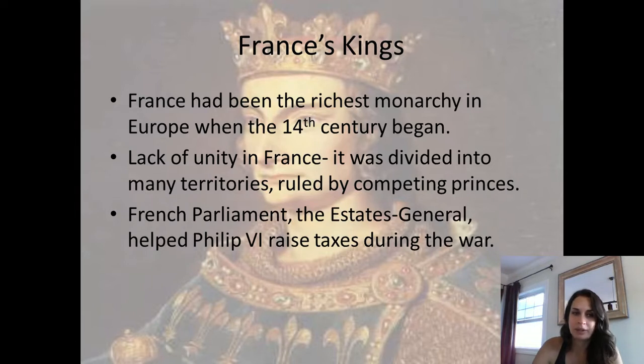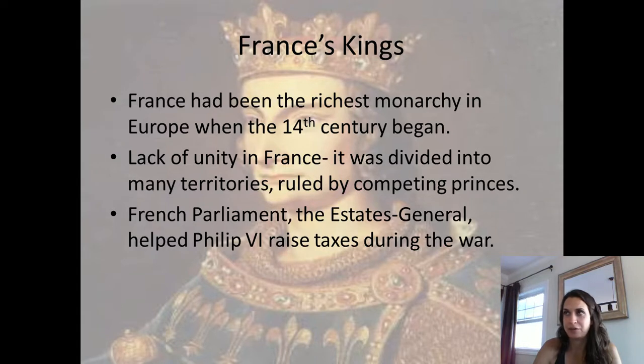The French Parliament. France had a parliament too, called the Estates General. If you ever studied the French Revolution, you've heard of them. The Estates General also helped Philip VI raise taxes during the war. But, you know, being the King of France, he really doesn't like this. He sees the Estates General as an obstacle to him getting what he really wants, which is glory and victory.